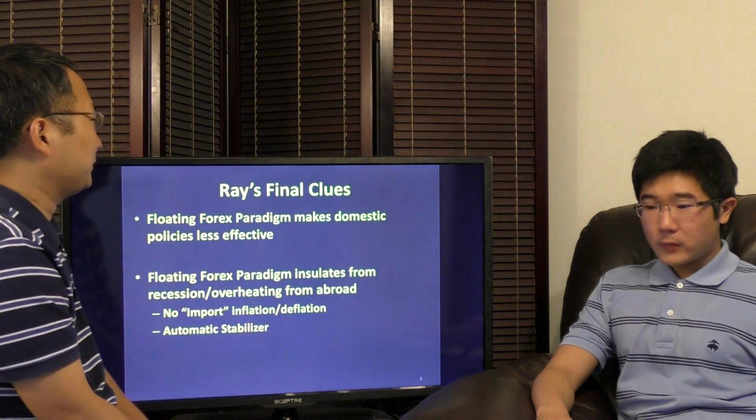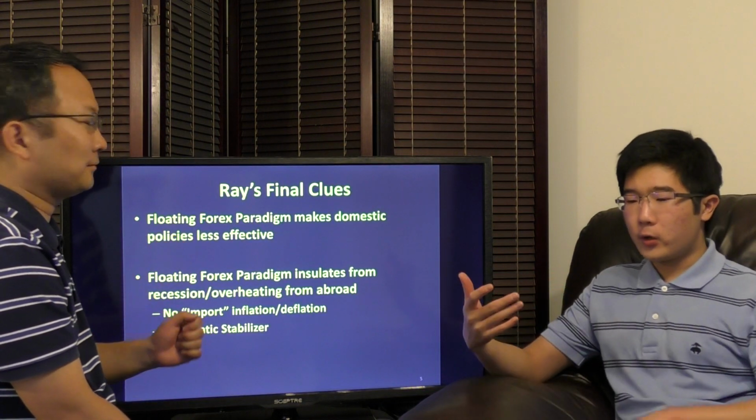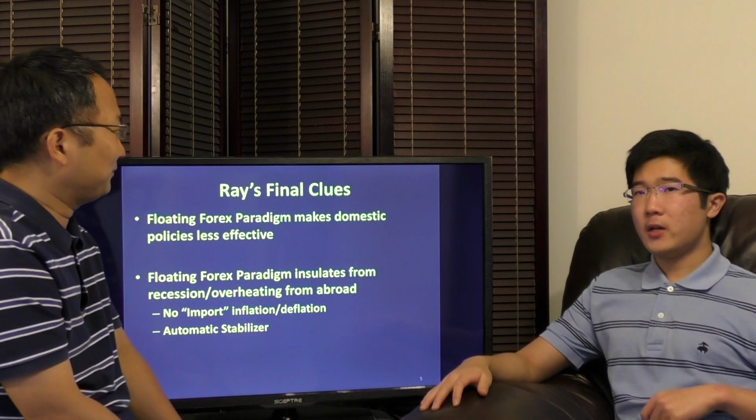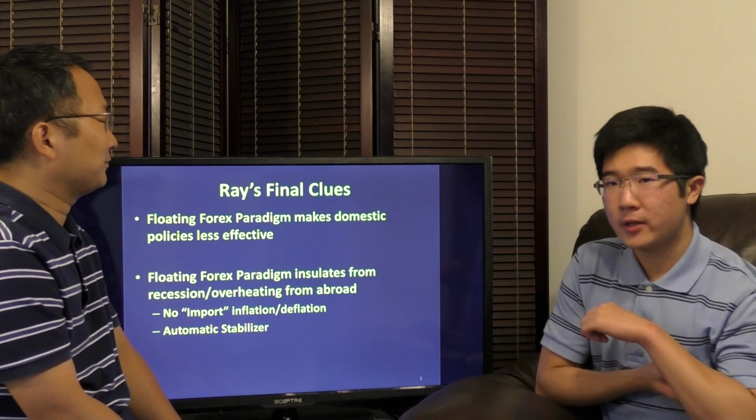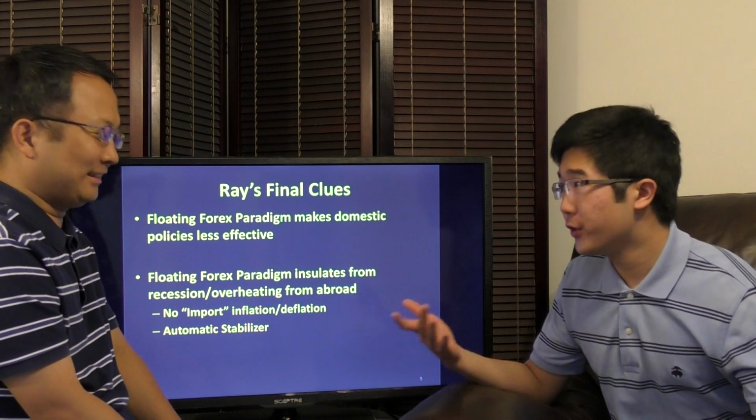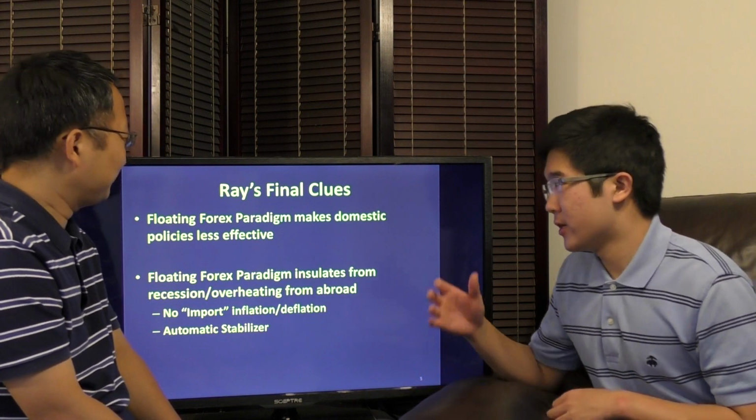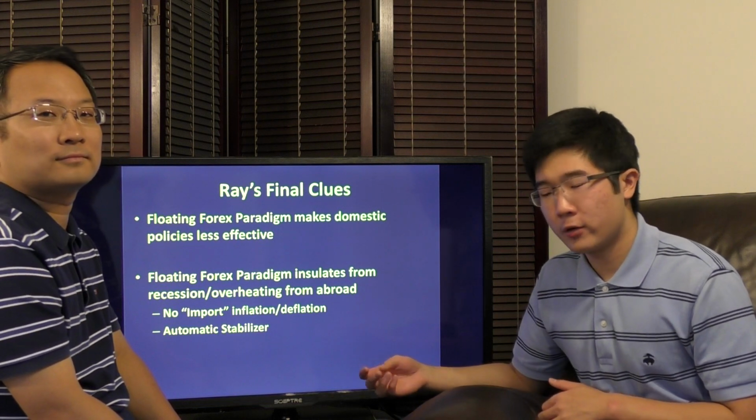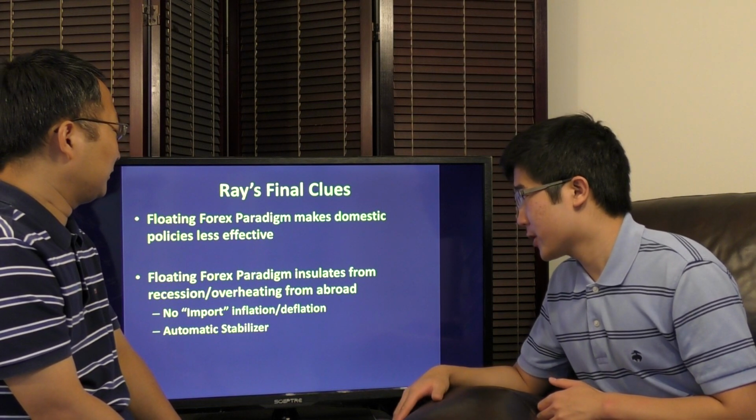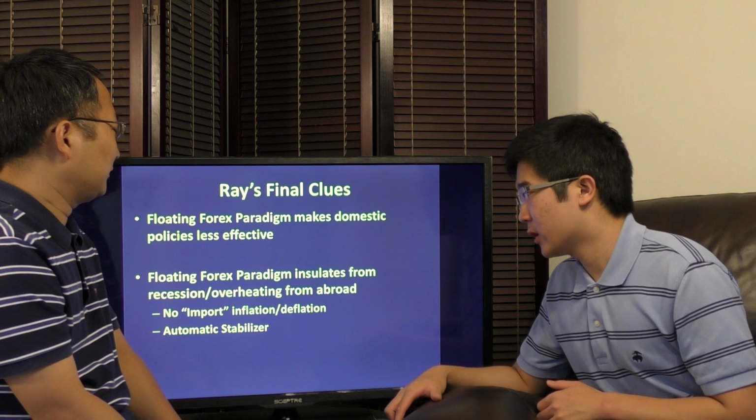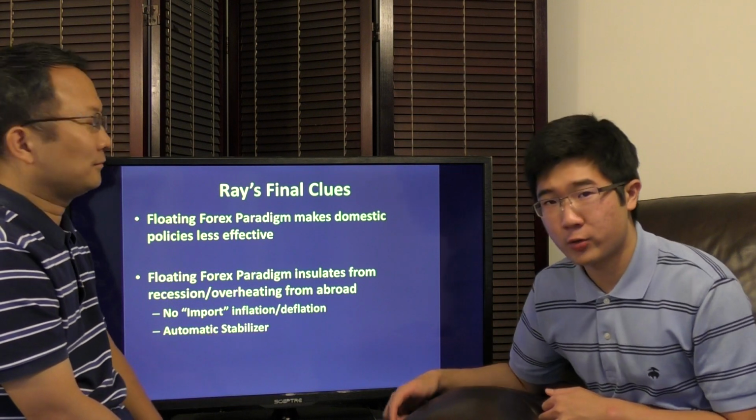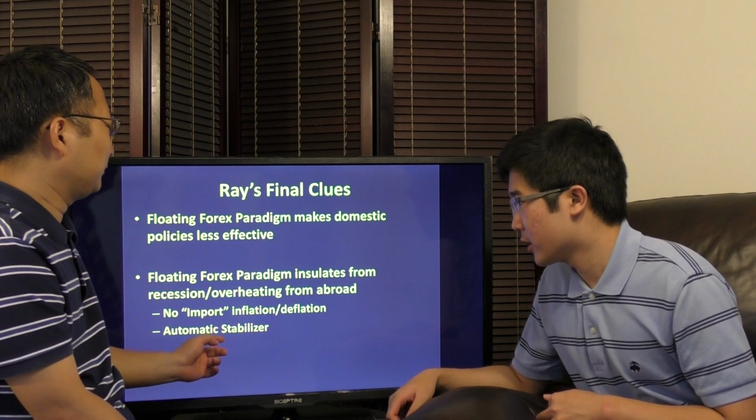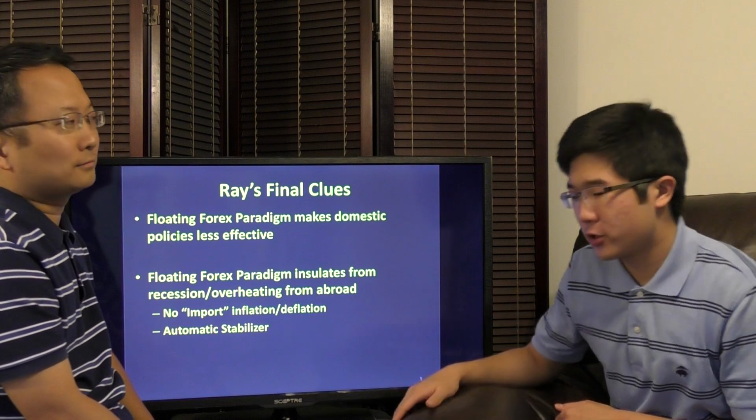So for our final clues, the floating Forex, or floating exchange rate paradigm, makes domestic policy less effective. So we'll have to take domestic policy intensity even further to have the same effect, because it's lessened. However, it might seem negative, but it has its benefits. Otherwise, we wouldn't have it. It insulates against recession or overheating from abroad, so we're less susceptible to recessions from other countries spreading to us. And so there is no import inflation and deflation. But most importantly, it's an automatic stabilizer.